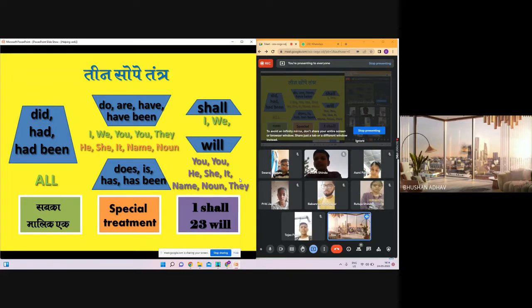Now how to connect the subject and the verb form? How to connect them together? There are three simple mantras. Sabka Malik Ek for the past. Why are we saying Sabka Malik Ek? Because did's treatment is equal for all subjects.